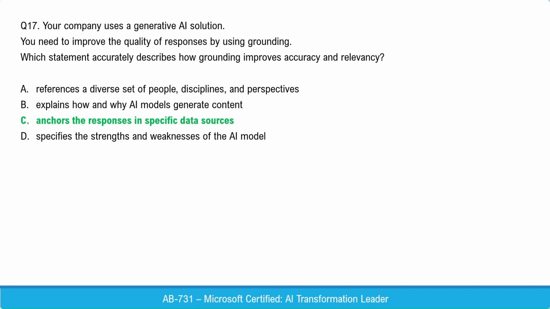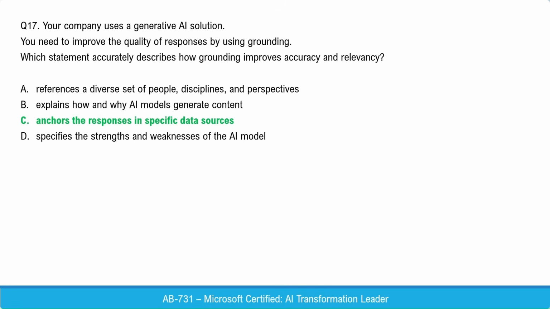Let's understand what grounding actually means and why it is important. In Gen AI, grounding refers to connecting the model's responses to real, trusted data sources. Instead of relying only on what the model learned during training, the system retrieves relevant information from sources like internal documents, databases, or knowledge repositories and uses that information to generate responses. This is important because Gen AI models can sometimes produce incorrect or fabricated answers, also known as hallucinations. Grounding reduces this problem by ensuring that responses are based on actual data.